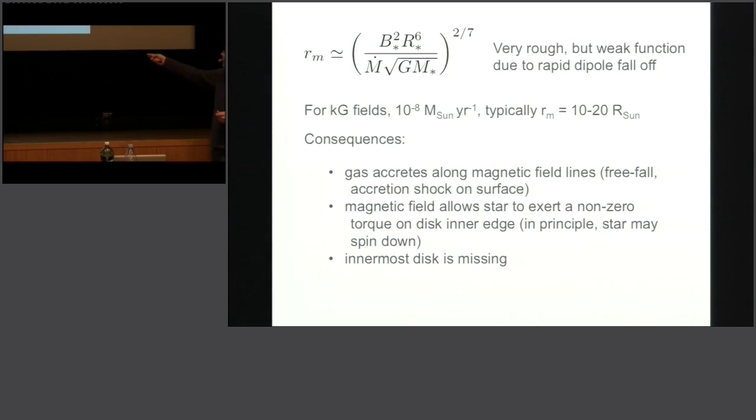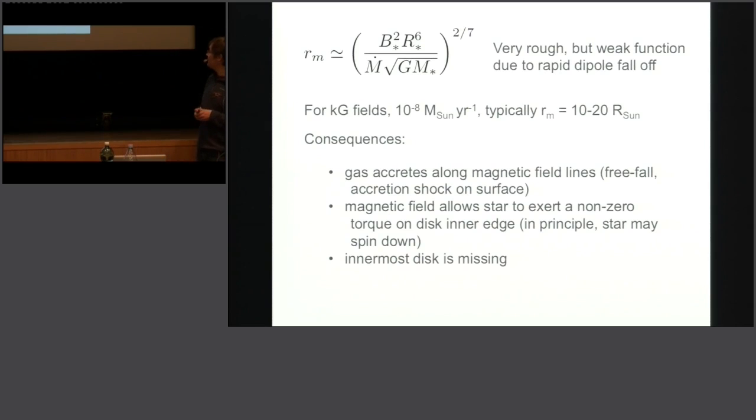And what you find then is that if the star has a kilogauss magnetic field, which is maybe not unreasonable, for an accretion rate of about 10 to the minus 8 solar masses per year, this magnetospheric radius is typically 10 or 20 solar radii, so it's maybe 5 to 10 stellar radii for one of these young stars that is somewhat larger than the Sun.